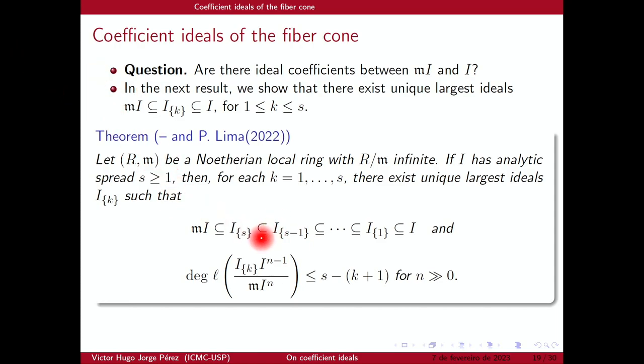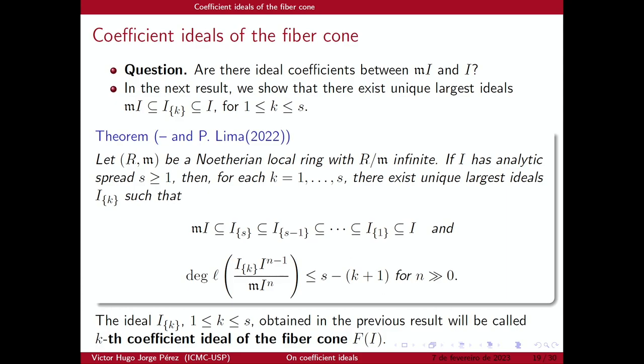This theorem is recent, new from last year. We take a quasi-unmixed local ring, again with infinite residue field, and an arbitrary ideal with analytic spread s. Then for each k, there exists a unique largest ideal that satisfies this, and this satisfies this inequality. This is almost similar to the other result, but now we call this ideal, as in the previous result, the coefficient ideal of the fiber cone of I.